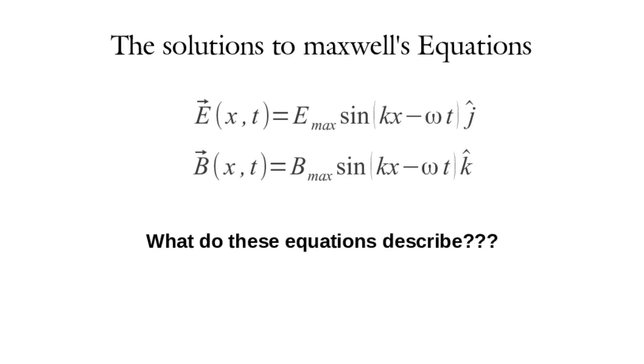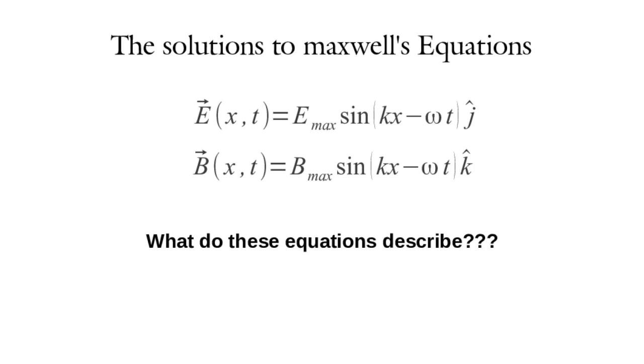Now, what he found was that these solutions have direction. The electric field points, for instance, in the y direction. The magnetic field points in the k direction, but the wave propagates along x. So the wave is propagating in a direction perpendicular to both E and B.